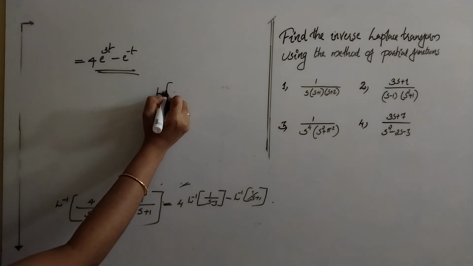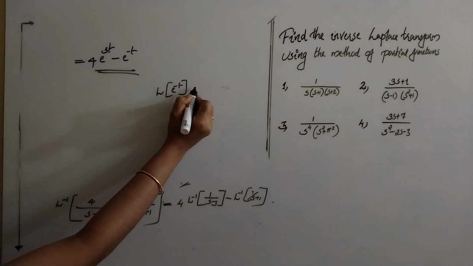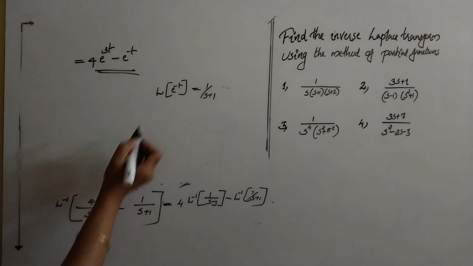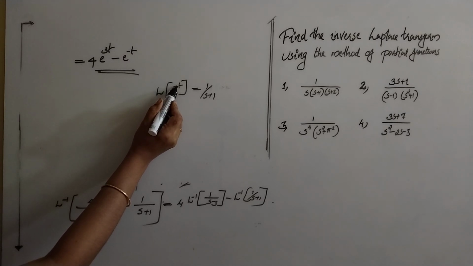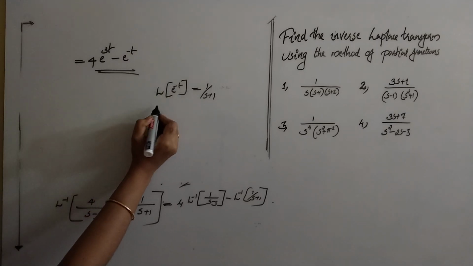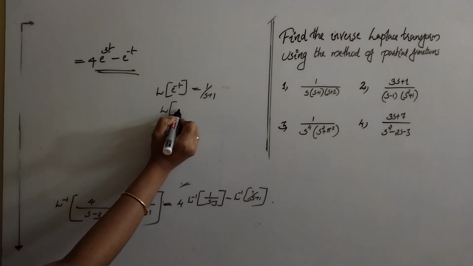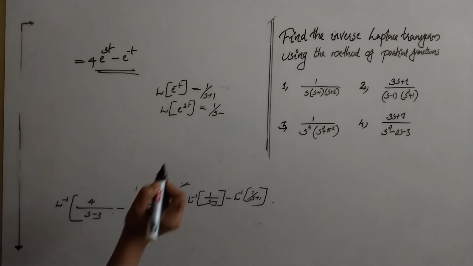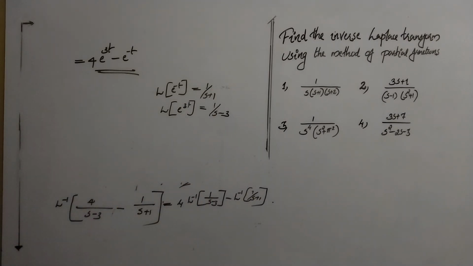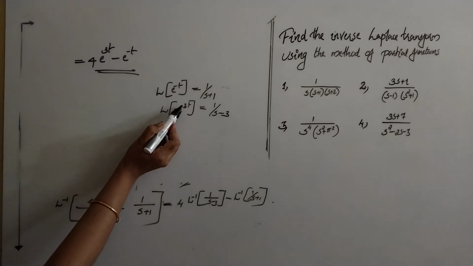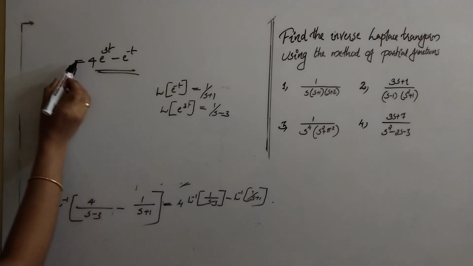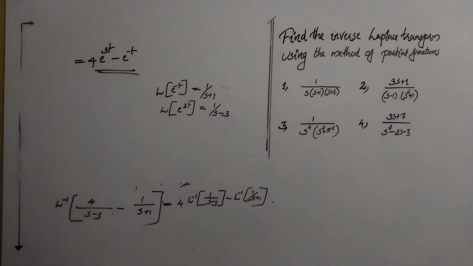We know that Laplace transform of e raised to minus t is 1 by s plus 1. Generally, Laplace transform of e raised to minus at is 1 by s plus a. And Laplace transform of e raised to 3t is what? 1 by s minus 3. Laplace transform of e raised to at is 1 by s minus a. Here in the place of a we have 3. So the answer is 4 into e raised to 3t minus e raised to minus t. Thank you.